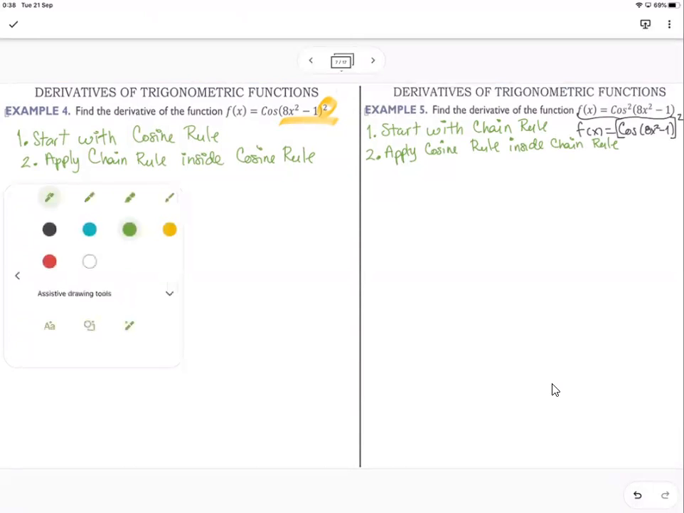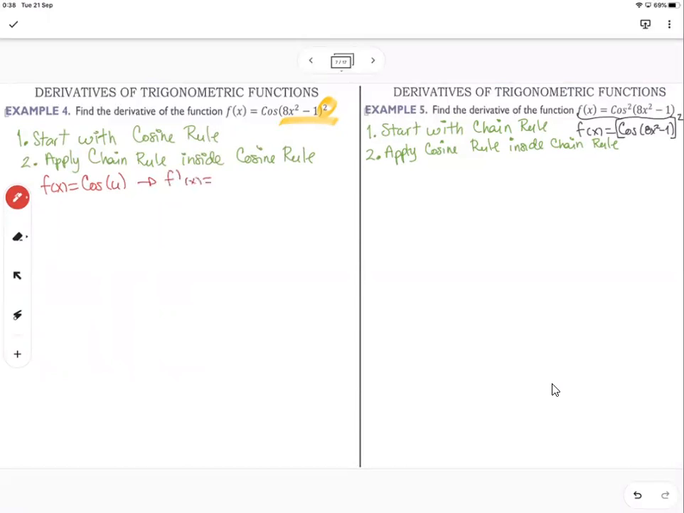Okay, we're going to start then with example 4. Well, the rule that we're going to use, as I told you, we're going to start with the cosine rule. F of x equals cosine of u. The derivative is u prime sine of u. Okay? Who is u? The angle, the whole angle, including the power, because that power is affecting the angle, as I told you.